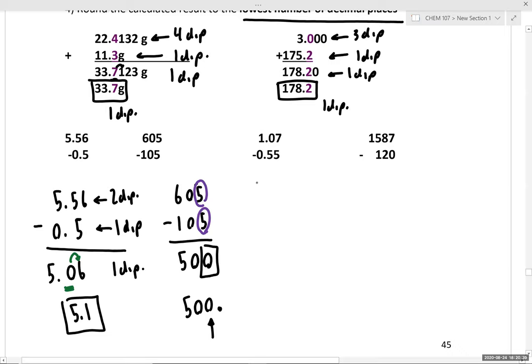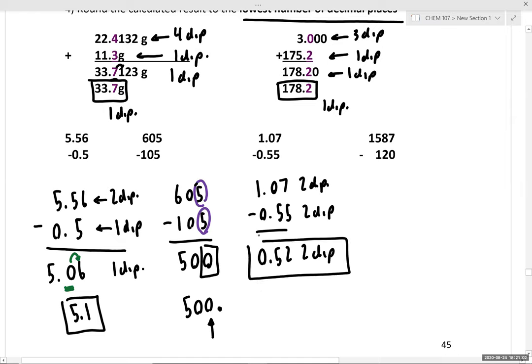Let's look at another example. We have 1.07 minus 0.55. Both of these numbers have two decimal places. When we complete our subtraction, we in turn end up with 0.52. This number has two decimal places, so it follows our addition and subtraction rules. But as we've noticed, we've lost a significant figure. This is normal. Do not worry about it.